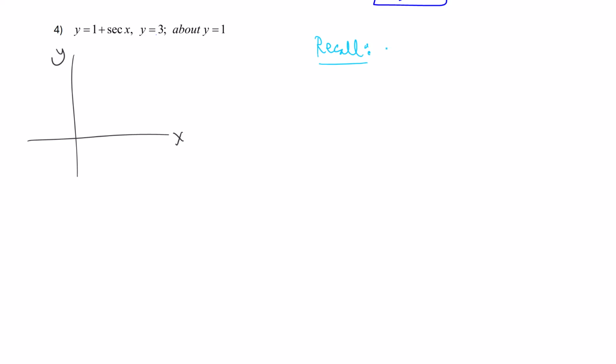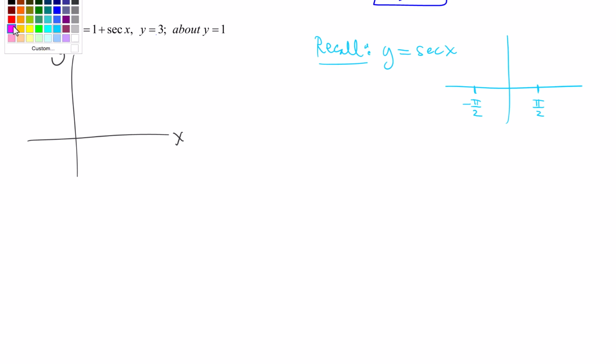just some basics here. When you have y equals secant of x on a graph, secant is 1 over cosine, so that means we have asymptotes at pi over 2 or negative pi over 2. Just recalling some of these basics because it's going to help us when we try to put this graph together. We've got vertical asymptotes at x equals negative pi over 2 or x equals positive pi over 2. We just want to know exactly what we're working with here, right?